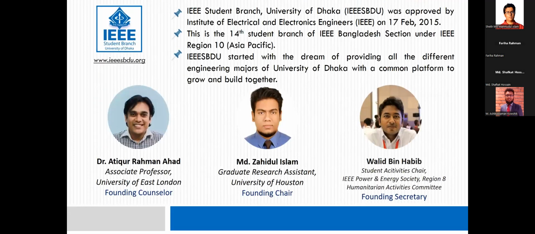It was in 2015 when we established our student branch at the University of Dhaka, and it was the 14th student branch under the IEEE Bangladesh Section and Region 10. The founding counselor, founding chair, and founding secretary were Atikur Rahman Ahad sir, Jahidul Islam sir, and Walid bin Habib bhai. Walid bin Habib is currently the student activity chair of IEEE Region 10.